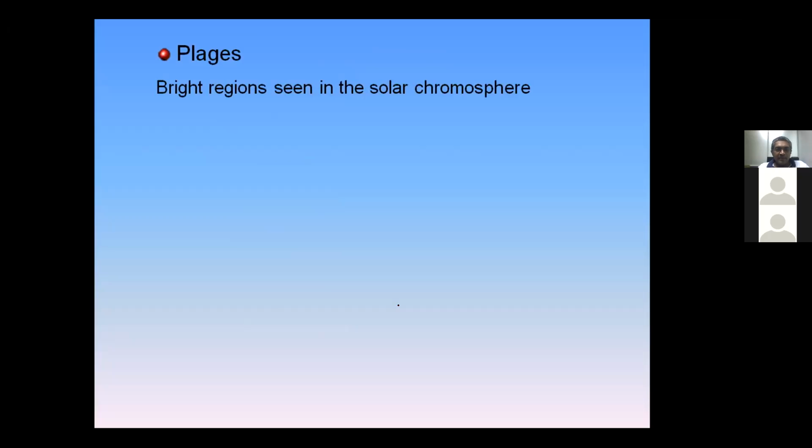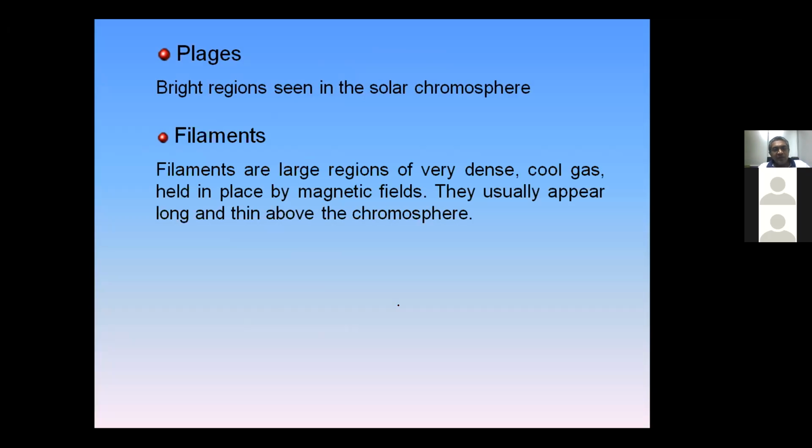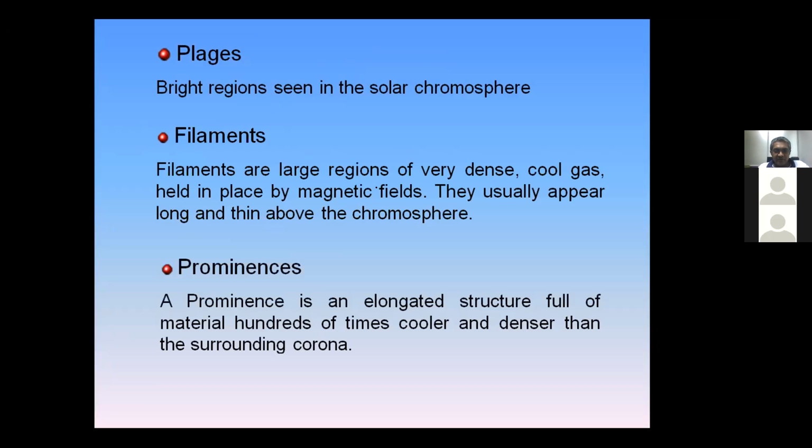What are those? Plages are the bright regions seen in the solar chromosphere. This is a chromospheric feature, so it is not on the surface of the photosphere, it's a little above. Filaments are large regions of very dense cool gas held in place by magnetic fields. They usually appear long and thin above the chromosphere. This is also a chromospheric feature. Prominences are elongated structures full of material hundreds of times colder and denser than the surrounding corona.